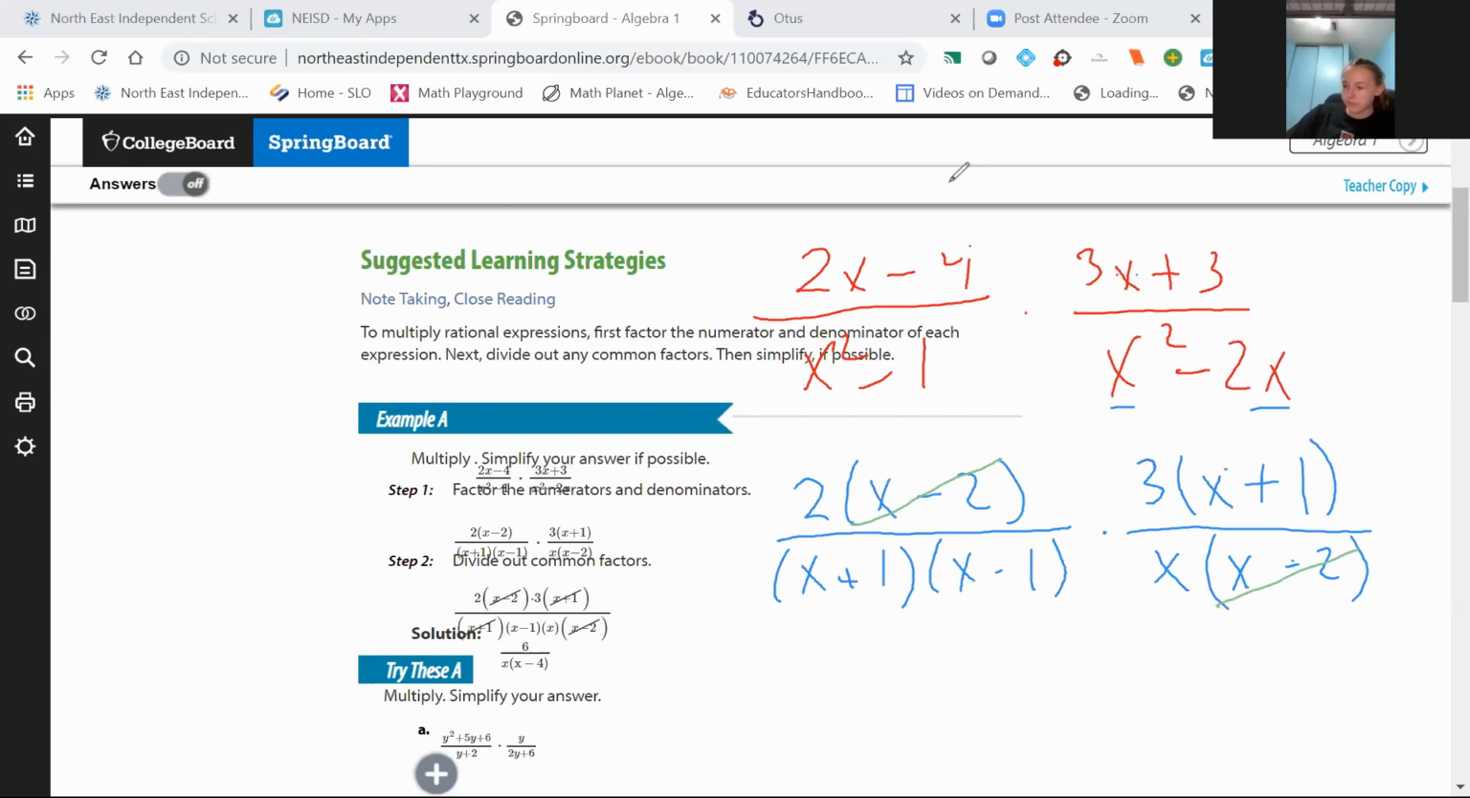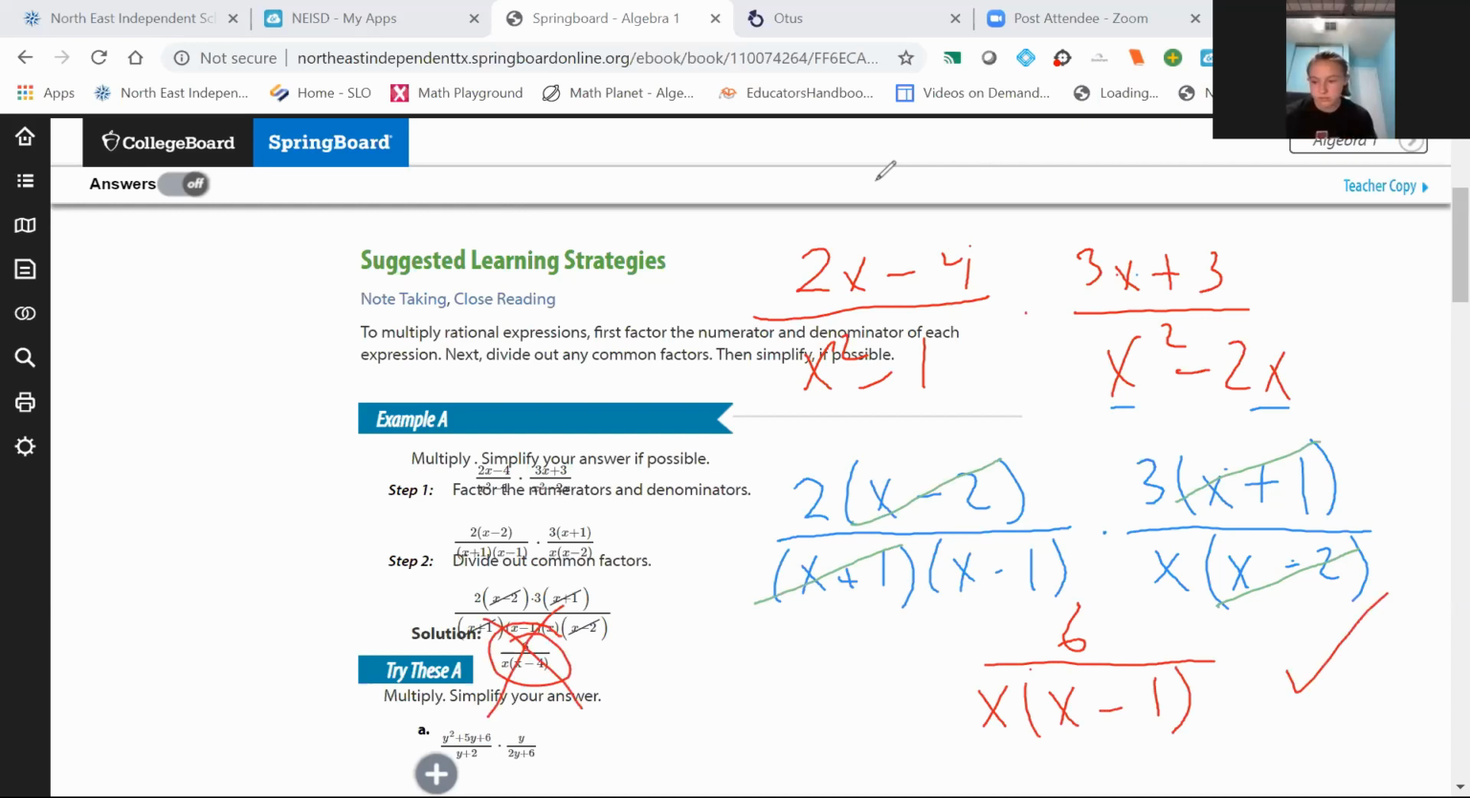And then the next one is x plus 1, and we can see we can cancel an x plus 1 down right here. And then we multiply whatever's left over. We have 2 times 3, which is 6. And then we have an x and an x minus 1. So we can go ahead and put that x times x minus 1. That is the answer. Are there any questions?